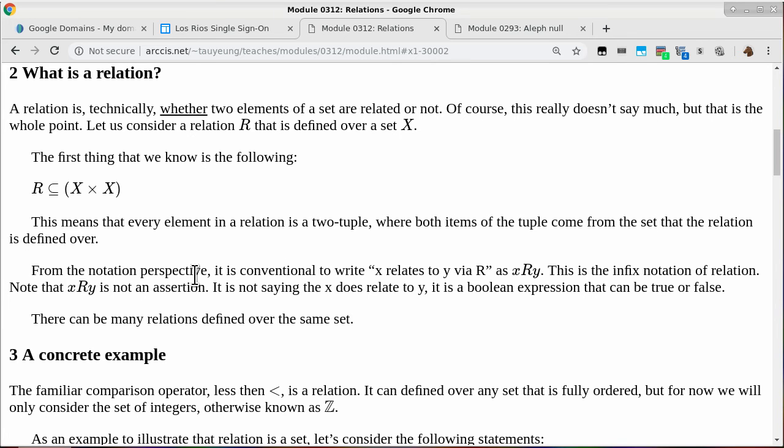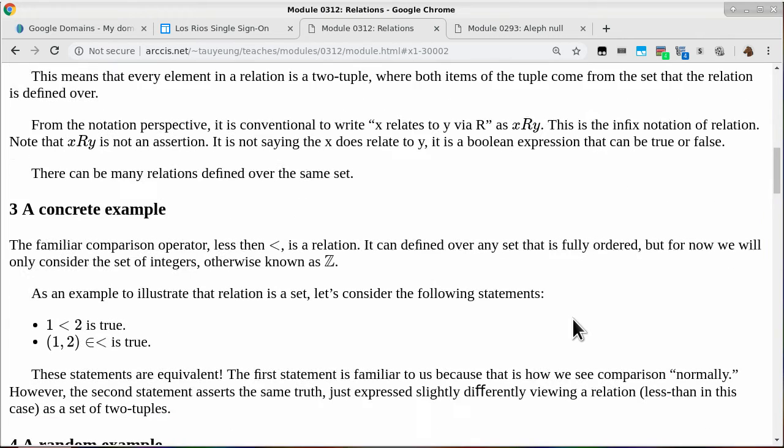So from the perspective of notation, if I pick an element x and I pick an element y from uppercase X, if they do relate, then we say that xRy is true. If they're not related, then xRy is false. Are we doing okay so far? I can give you one super concrete example.